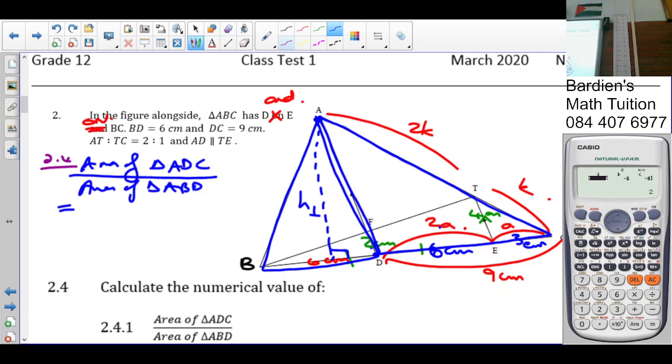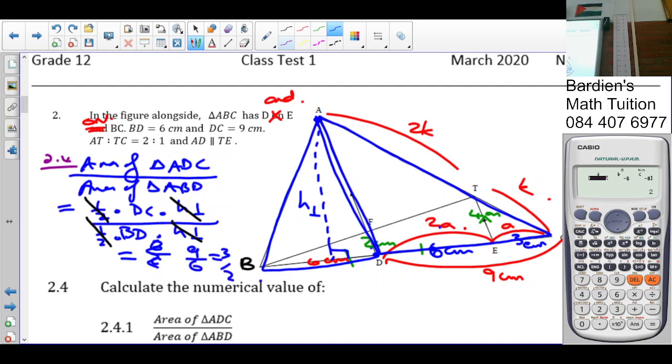So the area of triangle ADC, it's going to be half base, which is DC, times height, which is perpendicular there, over half. For triangle ABD, it's going to be your base, which is BD, times your perpendicular height, which is that. That cancels, that cancels. So DC, what's the length of DC? It's DC, which is 9, over BD, which is 6, 3 over 2.